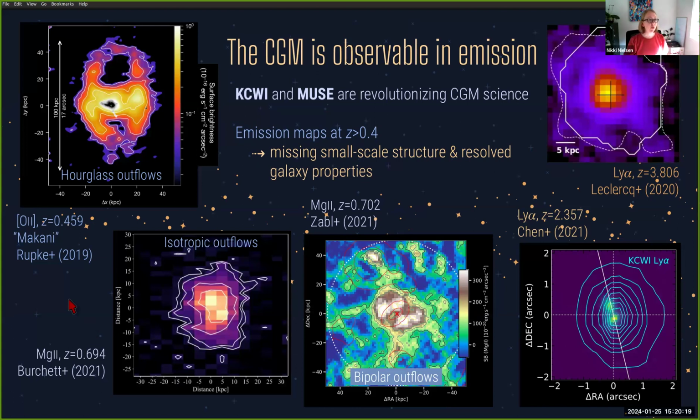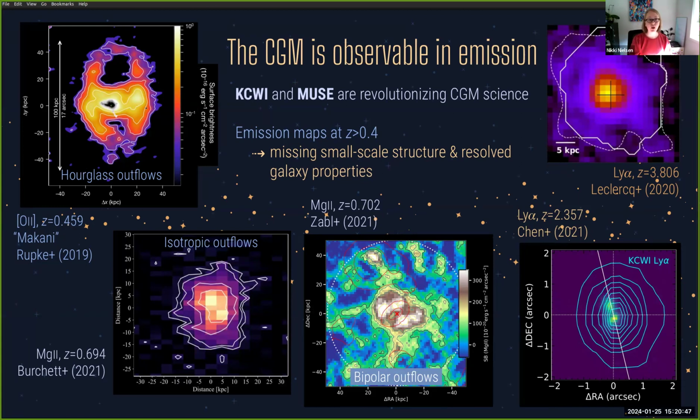And then at slightly lower redshift, work by Rupke et al. actually used the O2 emission line, which traces a similar temperature gas as magnesium-2. So this is still the low ionization cool CGM. But they found these really beautiful hourglass outflows around this major merging system, going out to about 40 or 50 kiloparsecs away from the galaxy.